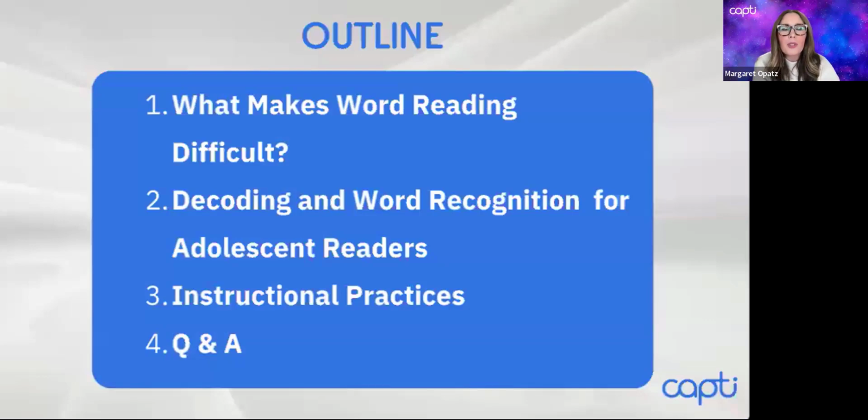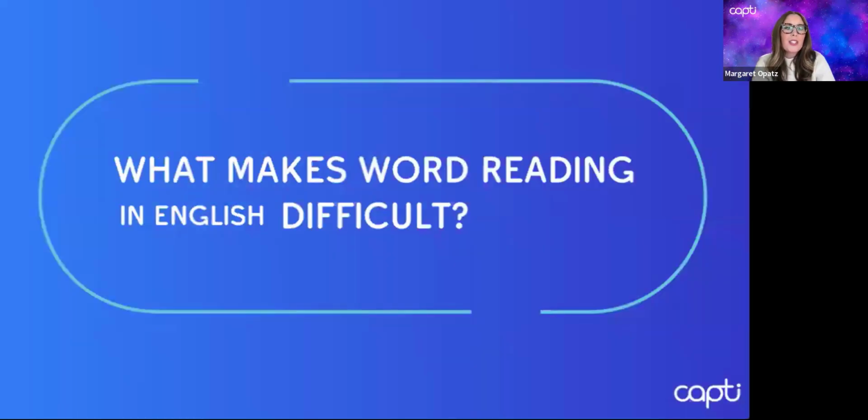For today's outline of the webinar, what we'll look at first is what makes word reading difficult. And then we'll get into how we can focus on decoding and word recognition for adolescent readers, because it differs greatly from primary grade readers. When we think about adolescent readers, that's defined as anyone starting in 4th grade all the way up through 12th grade. And then we'll look at some instructional practices, and I'll definitely leave time for any questions that you may have. Like I also mentioned, Ryan is here and he is happy to answer any question that you may have along the way. So let's jump into this first part.